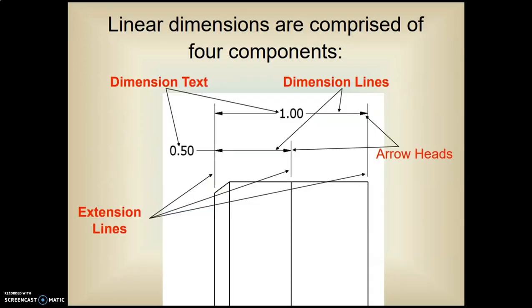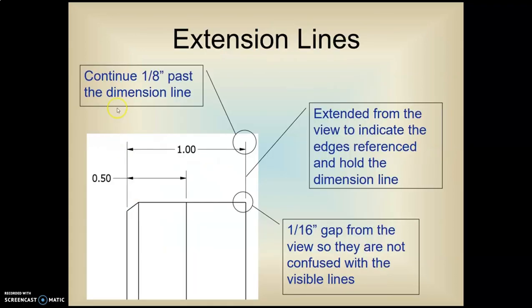When we talk about dimensions, they are comprised of 4 different parts. One, we have the dimension text, that is the distance that it's going to be. We have dimension lines. Dimension lines are right here. We have arrowheads, we have extension lines. We'll talk about each one of those. Extension lines extend from the view to indicate the edges referenced and hold the dimension line.